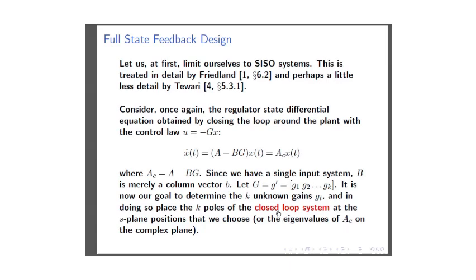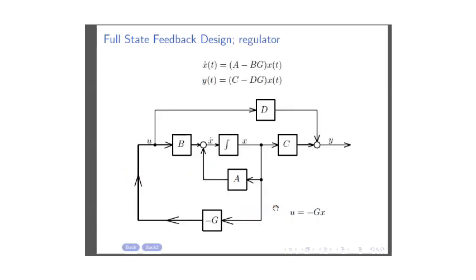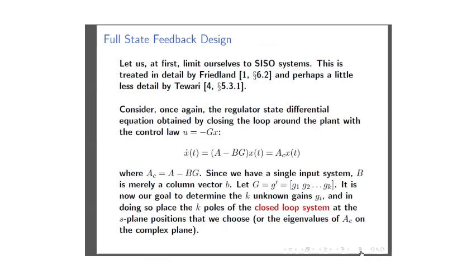Now I've put a link in here to, I think, the block diagram. So it's really the closed loop poles of this system that we'd like to, which is now a closed loop system through this control law. This is the control law. And we'd like to select the K elements of this G matrix, which is really a row vector, in order to place the poles where we like them to be.